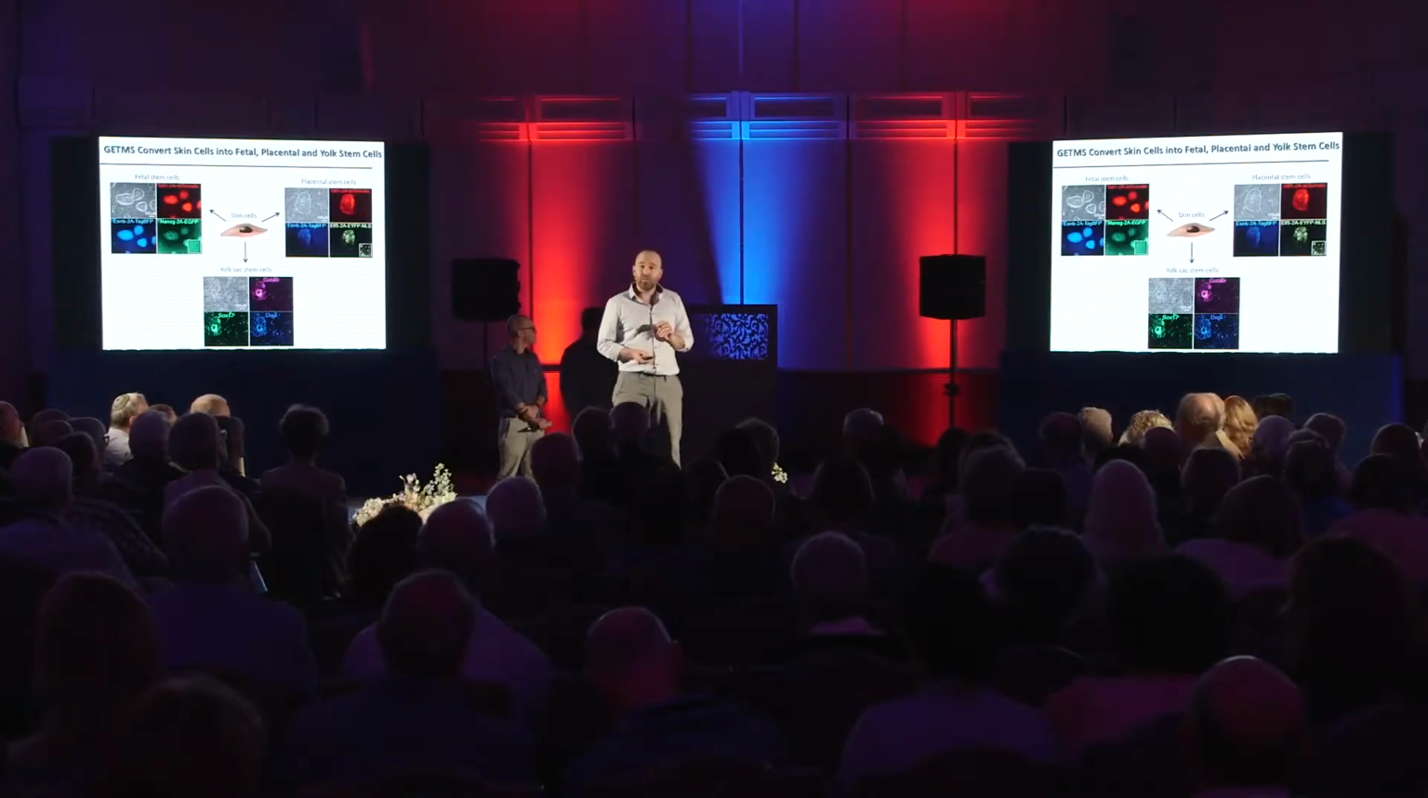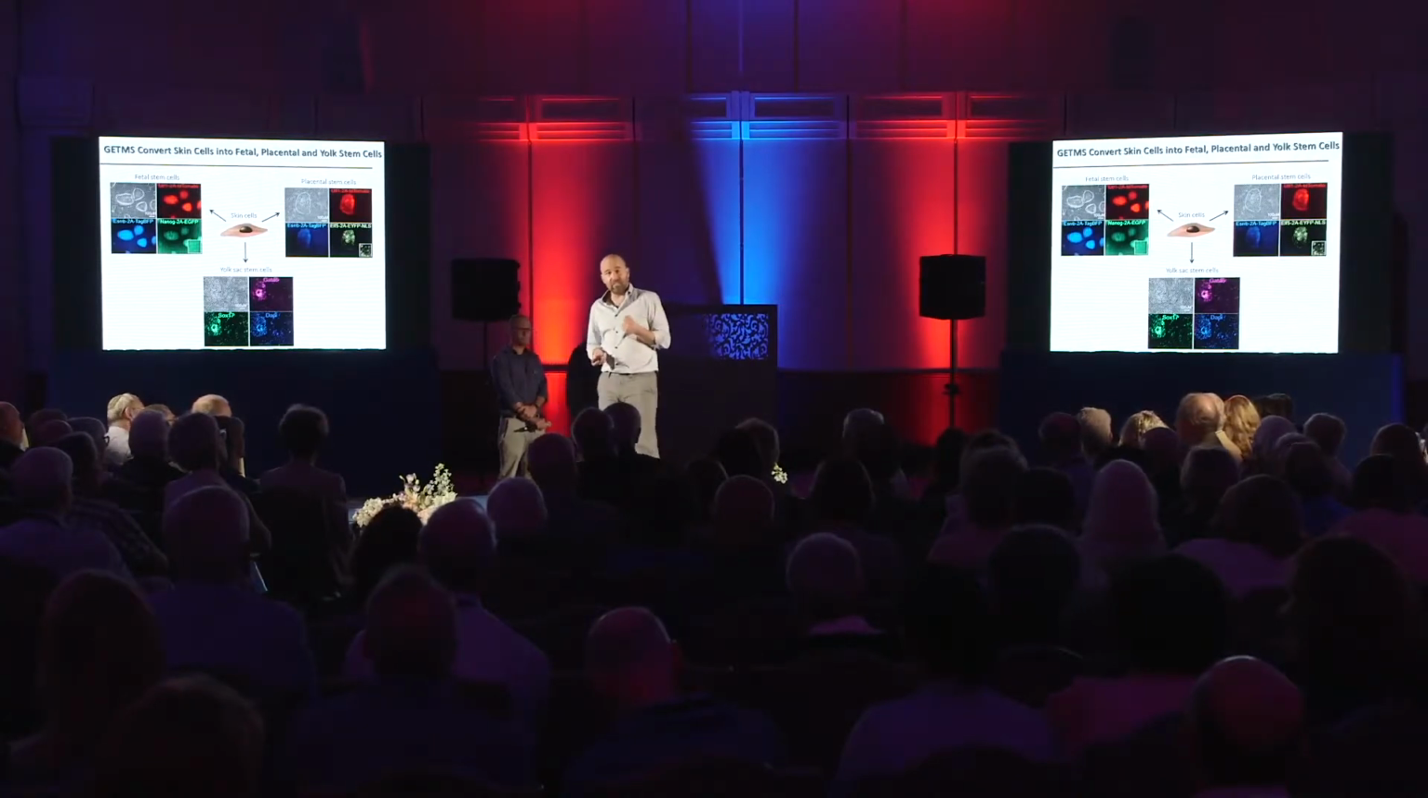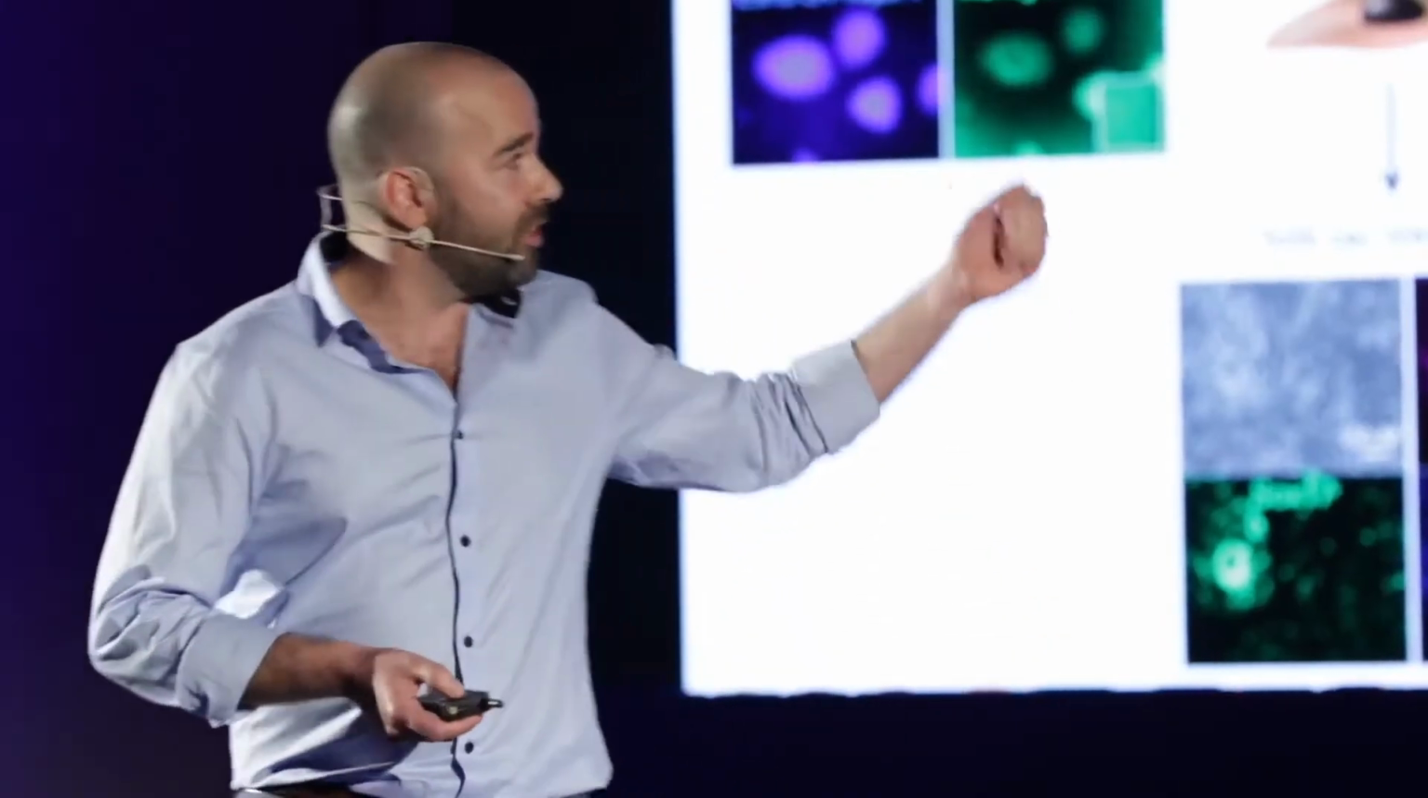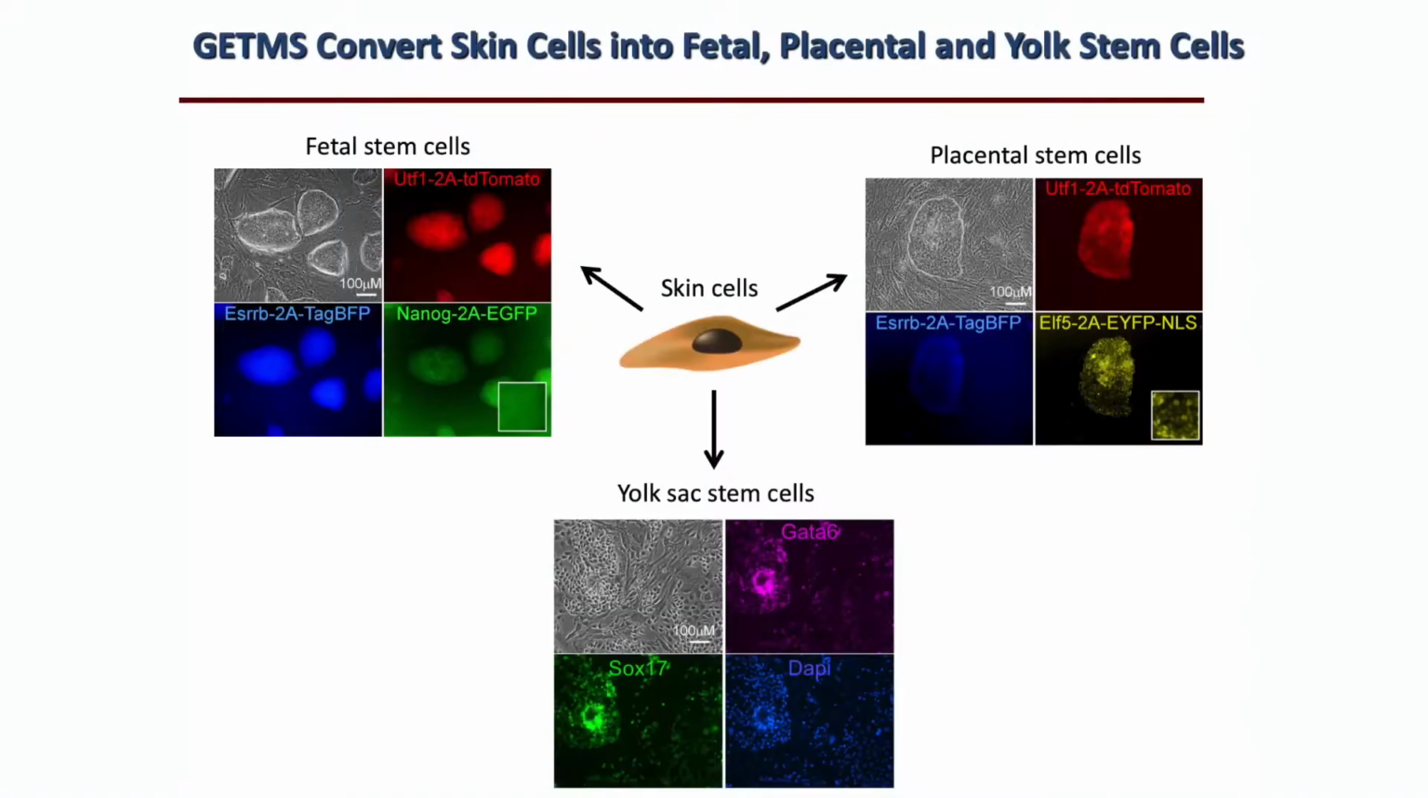And of course, we can isolate these cells now from the culture. And here you can see beautifully how the fetal stem cell looks, how the placental stem cell looks, and how the yolk stem cell looks.